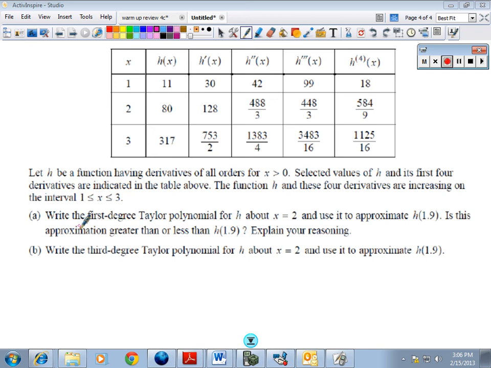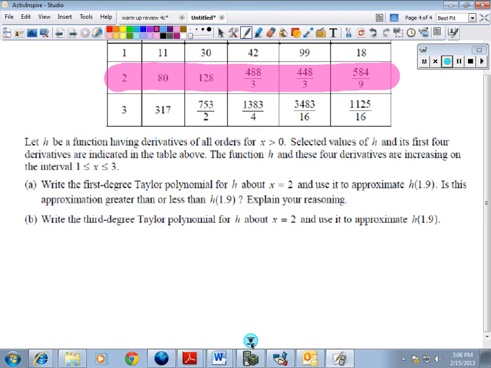It says write the first degree Taylor polynomial for h about x equals 2. So I'm going to be looking at x equals 2. I really don't care very much about 1 and 3, for this problem at least. And use it to approximate h of 1.9. Is this approximation greater than or less than h of 1.9? Explain.